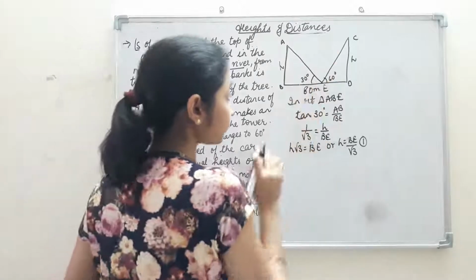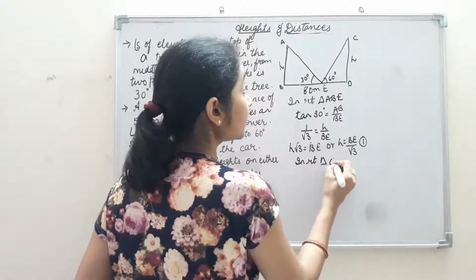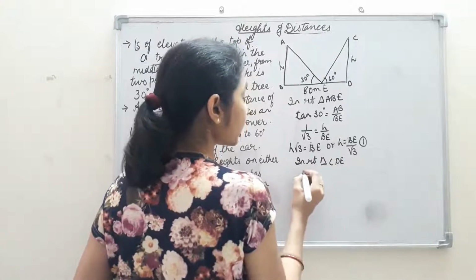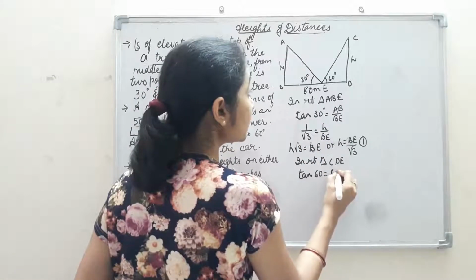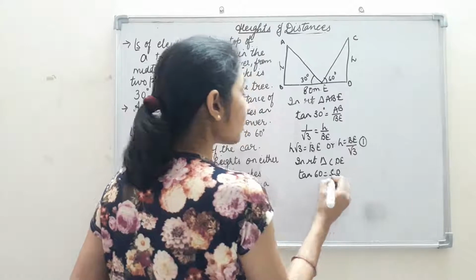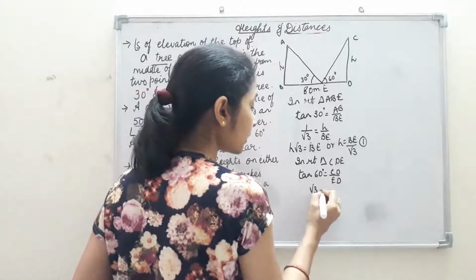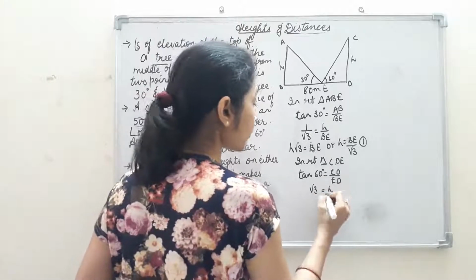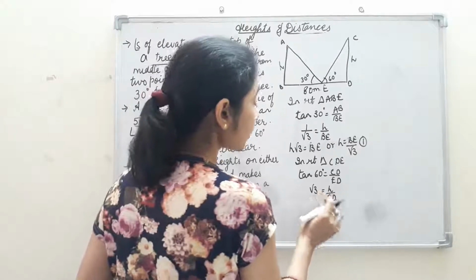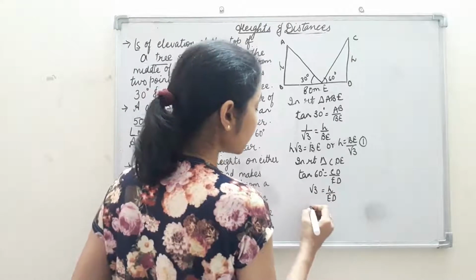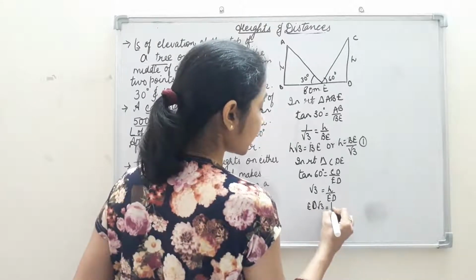Now taking the other triangle, that is the right triangle CDE. What do we get here? Here theta is 60 degrees, so tan 60 degrees is equal to CD upon ED. Now CD is equal to H and tan 60 degrees is equal to root 3, so root 3 is equal to H upon ED. Again, we don't know the value of ED, but let it be as it is. If we cross multiply, we again get ED root 3 is equal to H.